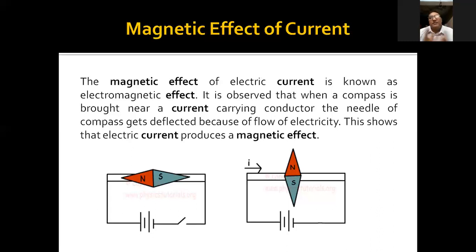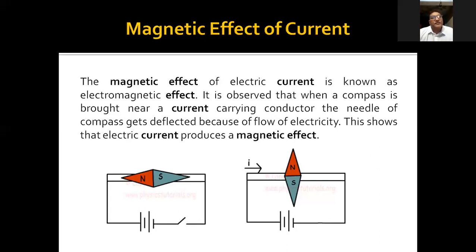For example, look at this first figure. Here we have a magnetic compass, and here I have this conductor. This conductor is connected with this battery and a switch, and the switch is open, so there is no current flowing in this conductor. It's connected with the battery, but the switch is open. We have placed this conductor in a north-south direction. Why did I put it in the north-south direction? Because I have put a magnetic compass over it.